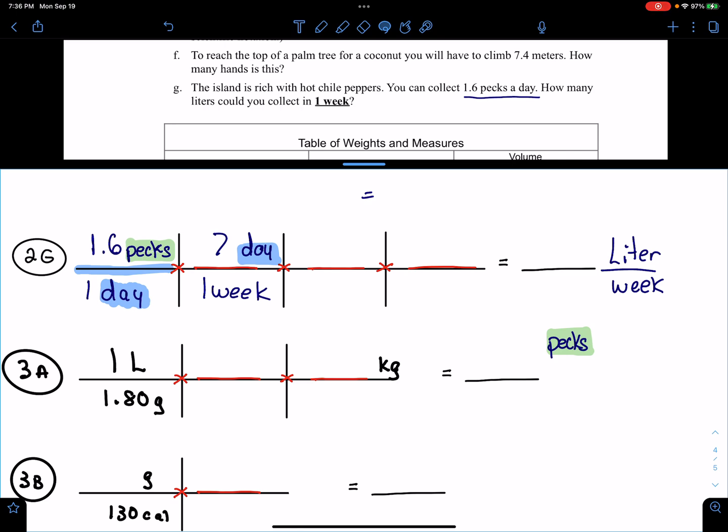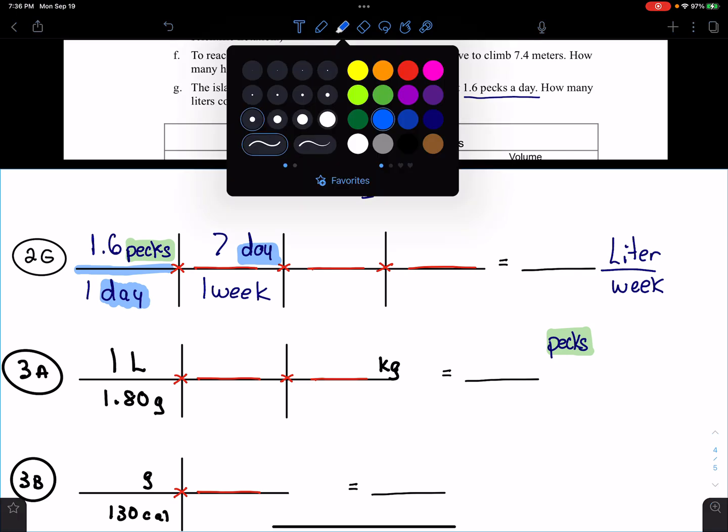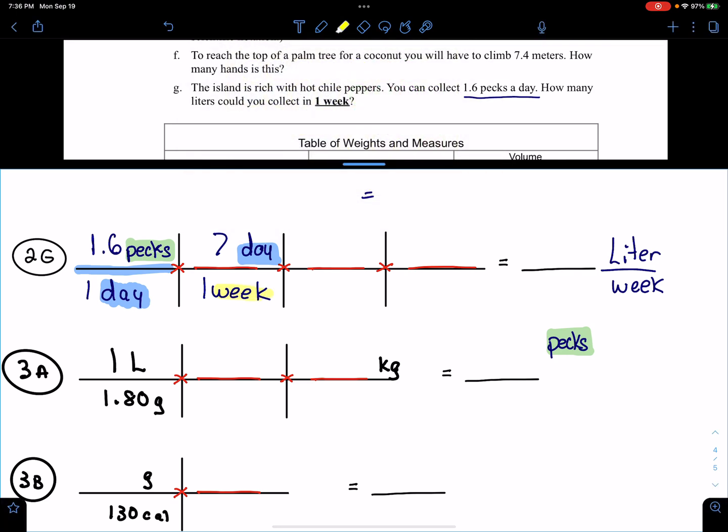All right, now notice here. Look at this. You have right here, it says week on the bottom, and we want week on the bottom over here. That's perfect. You're done with that part. So we got to get rid of this pecks thing. We got to change pecks to liters. So it was in the upper left. That means it's got to go into the lower right.